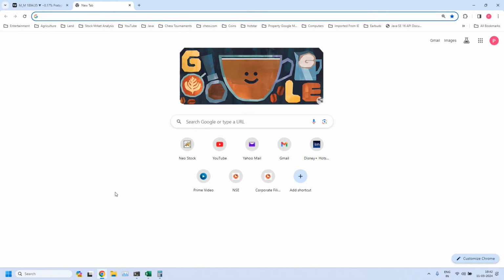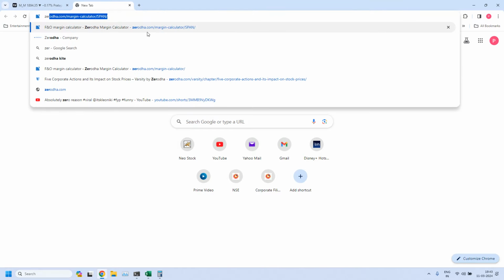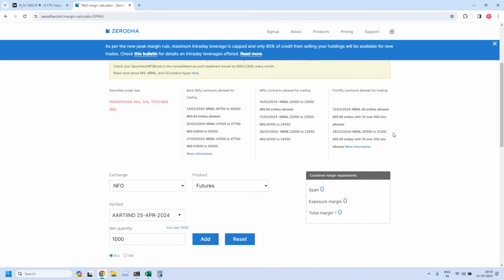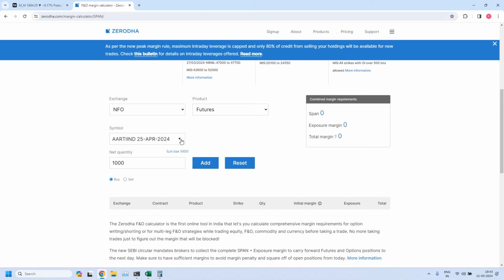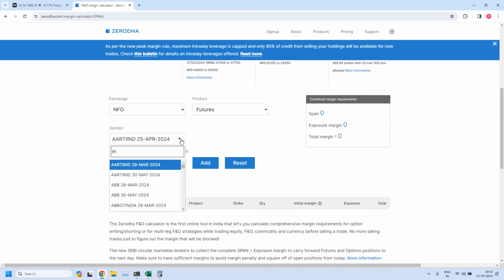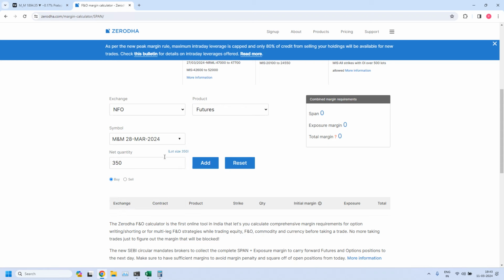So let's go to the Zerodha margin calculator, and the name of the stock is M&M. Let us take March 2024. So net quantity, we have 350 stocks in one lot. The lot size is 350.